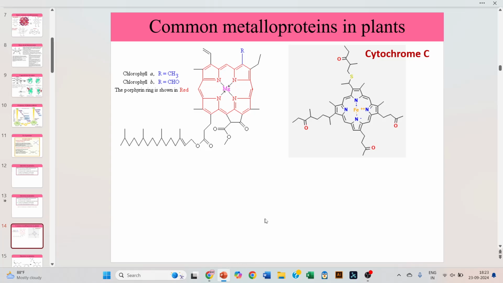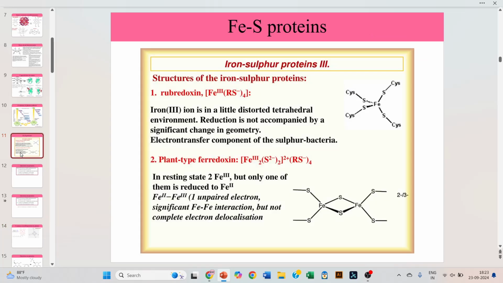Okay. Now we'll move on to some common metalloproteins in plants. We already read about plastocyanin, and we looked at the structures of, what else? This one, the iron-sulfur proteins, rubredoxin and ferredoxin. Okay.